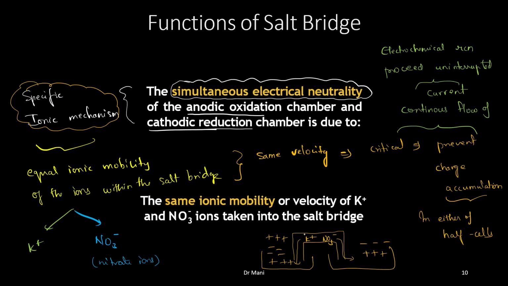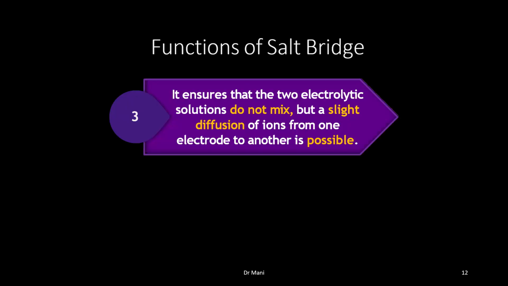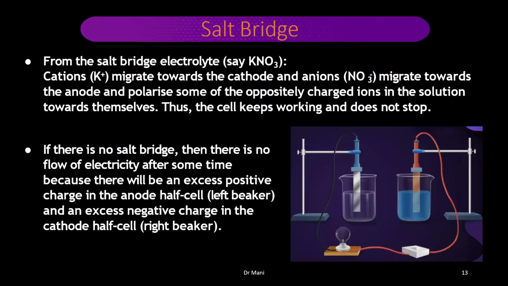So there will be a slight diffusion, and that slight diffusion will happen based on the concentration gradient. Is that clear? So once you read this, try to understand. I'll explain in detail once everyone has read this.